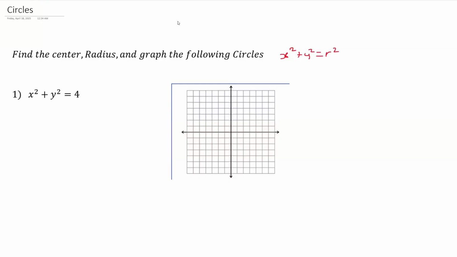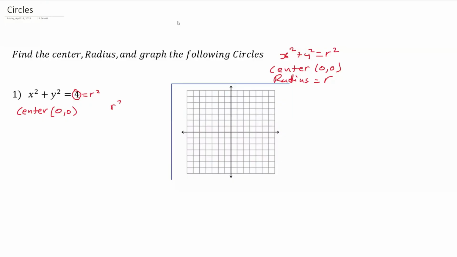equals r squared, where the center, in this case, is at 0, 0. And the radius is r. So in our case, we have x squared plus y squared. Once you have x squared plus y squared, then you know the center is at 0, 0, right? Anytime it is in this form. And now the 4 is r squared, right? So whatever number is here, that's equal to r squared.